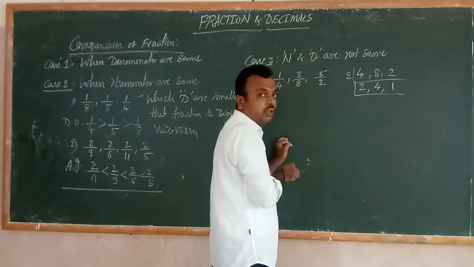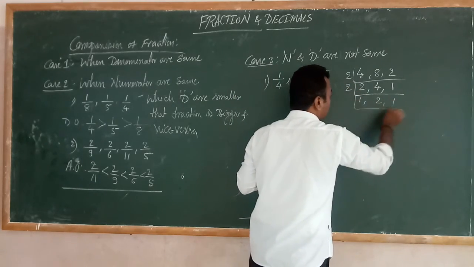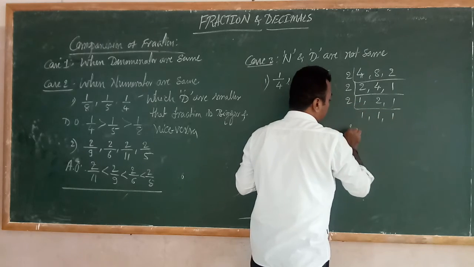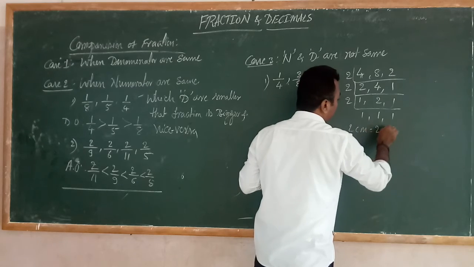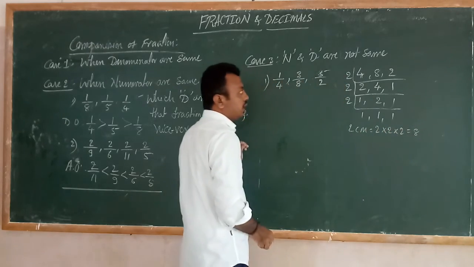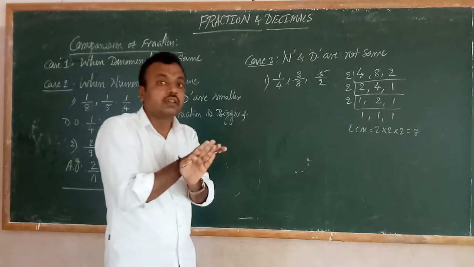Again, going from 2, you have to write that 2 1s are 2, 2 2s are 4, and 1 as it is. Again, going from 2, 1 as it is, 1s are 1 as it is. So what is the remaining LCM? It is equal to 2 into 2 into 2, it becomes 8. Therefore, LCM is 8. Now, this denominator we have to make equal.